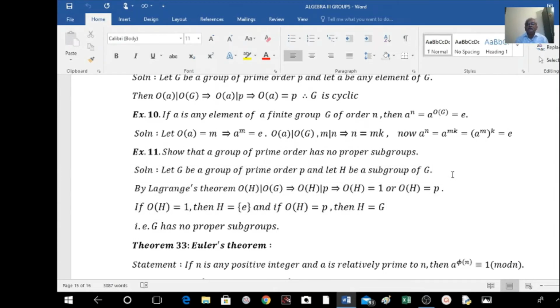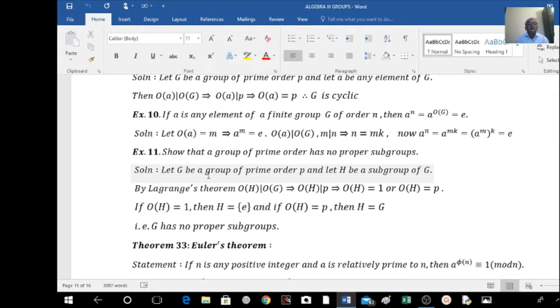And if there is any other subgroup of G other than these two, then those subgroups are known as the proper subgroups. Here I have to prove that a group of prime order has no proper subgroup, that is, only E and G itself. That I have to prove.